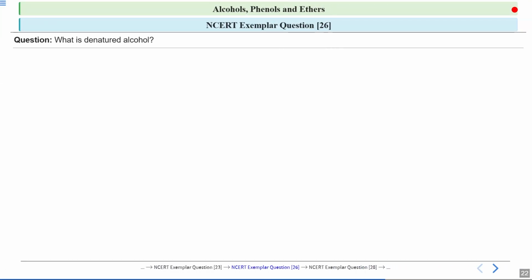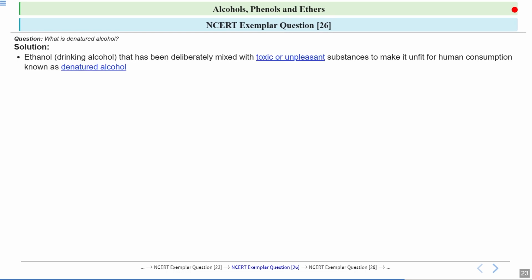Now let us see the next question. It is asking, what is denatured alcohol? So you need to tell me what denatured alcohol is. Let us see the solution. Ethanol is a drinking alcohol. So the alcohol which is available in the market for drinking is ethanol.